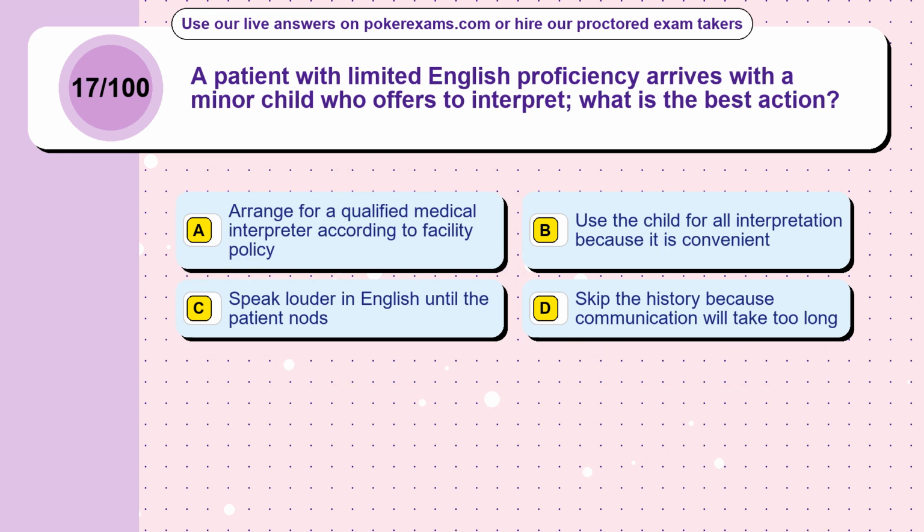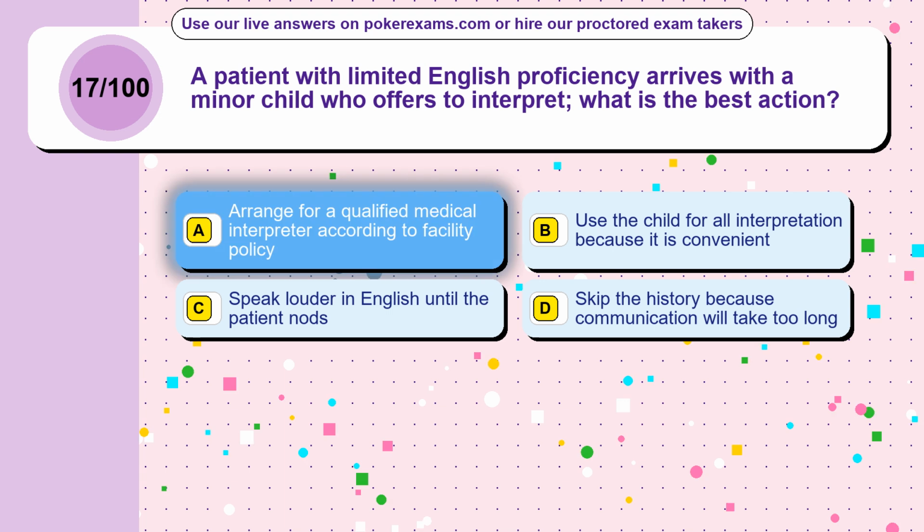Question 17. A patient with limited English proficiency arrives with a minor child who offers to interpret. What is the best action? Option A, arrange for a qualified medical interpreter according to facility policy. Option B, use the child for all interpretation because it is convenient. Option C, speak louder in English until the patient nods. Option D, skip the history because communication will take too long.